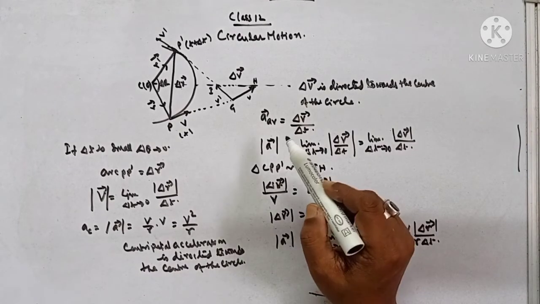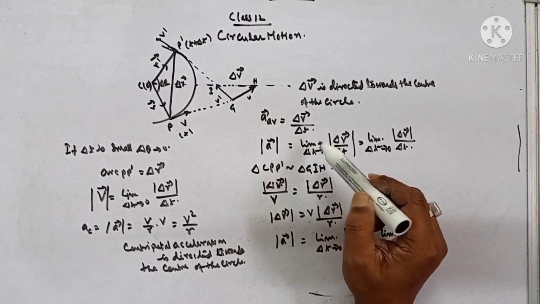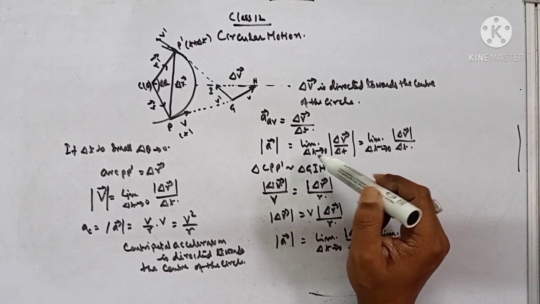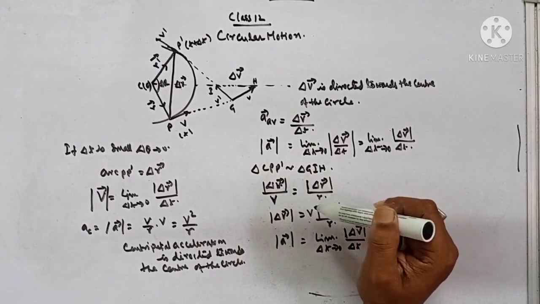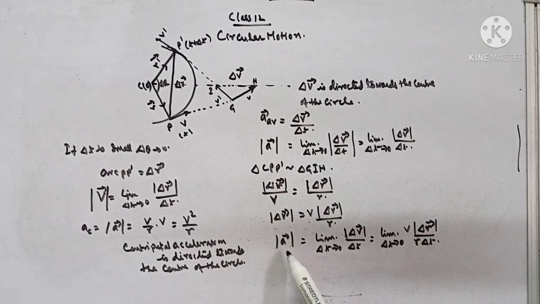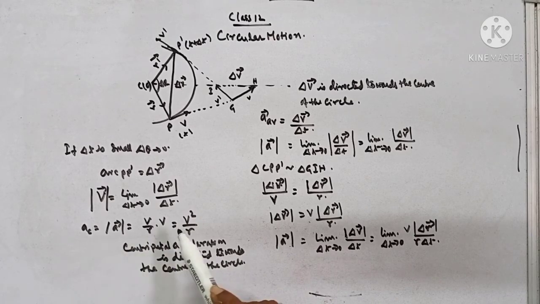Here we took an average, and when we put limit delta t tends to 0, it becomes acceleration. So this is the magnitude of acceleration, called the centripetal acceleration, and it is always directed towards the center of the circle. So this is all about circular motion.